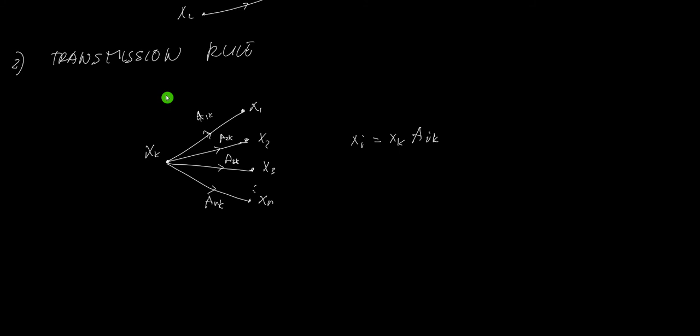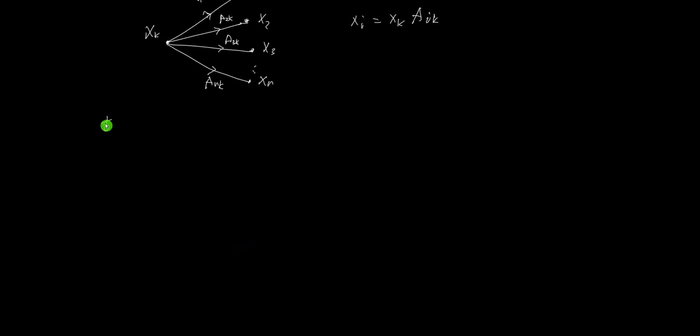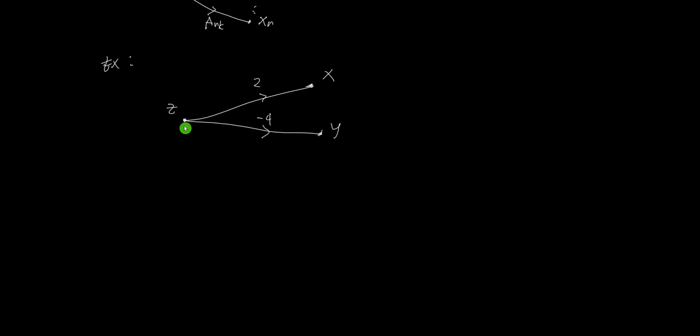Next, an example for this one. Let's say I have two branches coming from a node. I can call my input Z, then I can call the outputs X and Y. If this one is equal to 2 and this one is equal to -4, I want to determine what X and Y are. Using the transmission rule, X here is just equal to 2 times Z.